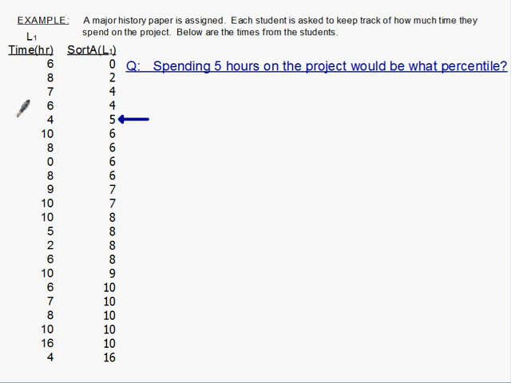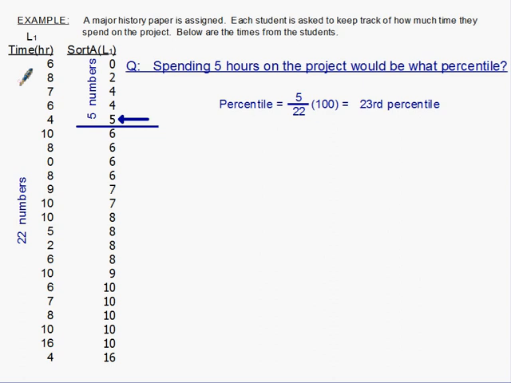There's 5 hours. And what we mean by percentile, I haven't actually talked about percentile and what that means, is really what percent of the data is this value or less. So what percent of the data? Well, that value or less represents 5 numbers out of a total of 22 numbers. So percentile is a fairly straightforward calculation. This would be the 23rd percent. Now 5 hours represents the 23rd percentile, right? It's kind of low, right? Not many of the students did that number of hours or less.